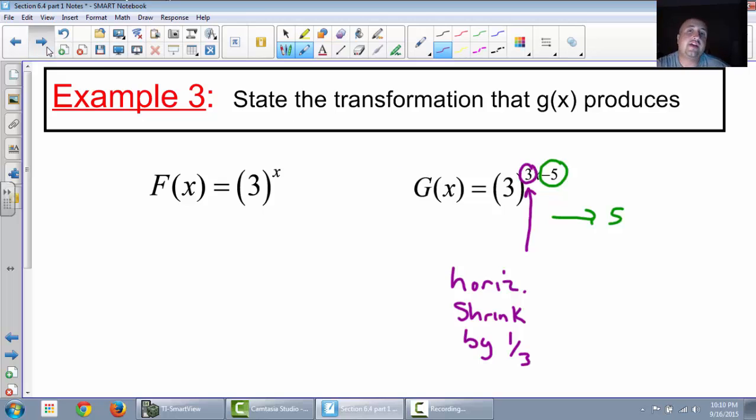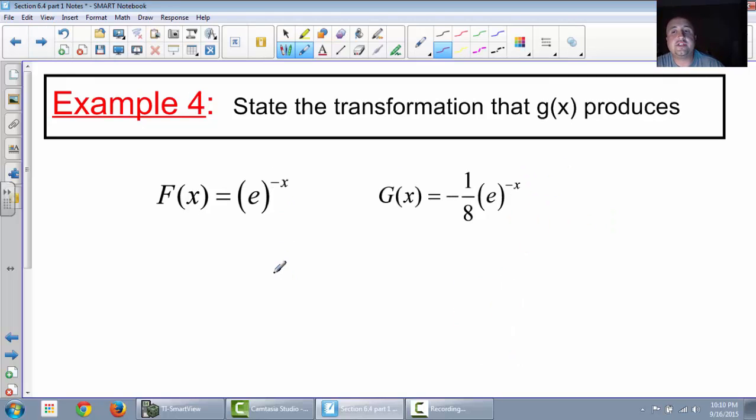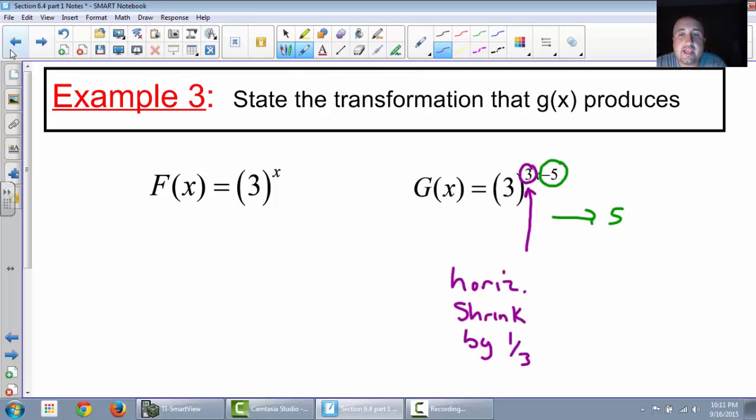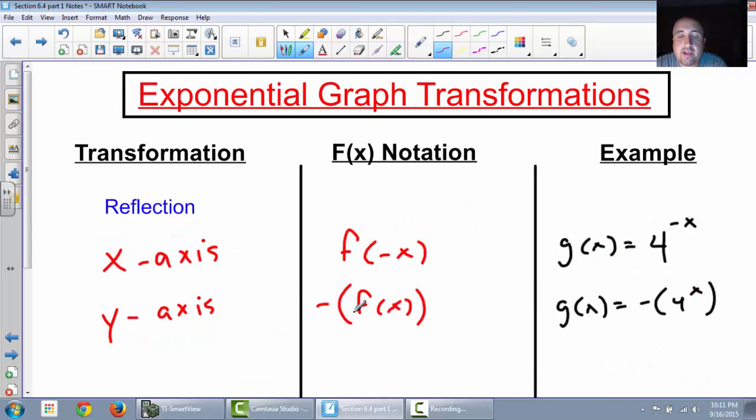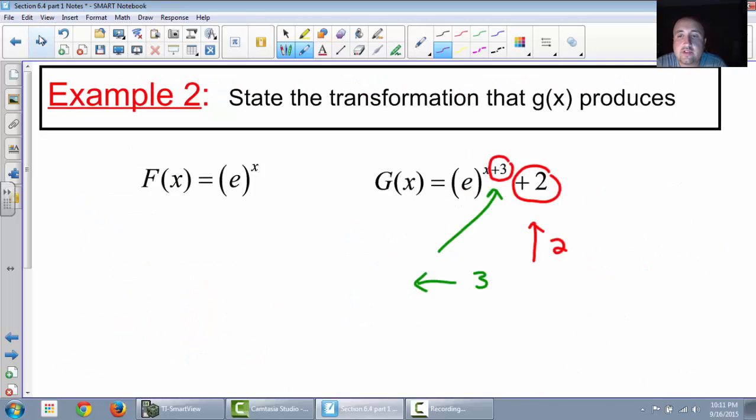Okay, so last one here. Got a couple different things going on here. Notice we have e to the negative x, e to the negative x. So this one we've multiplied by a negative 1/8. Okay, so let's figure out what this negative does. If I multiply my whole function by a negative, what is that going to do? So if I take the whole function and multiply by a negative, that's a reflection over the y-axis. Okay, so that's our first one.